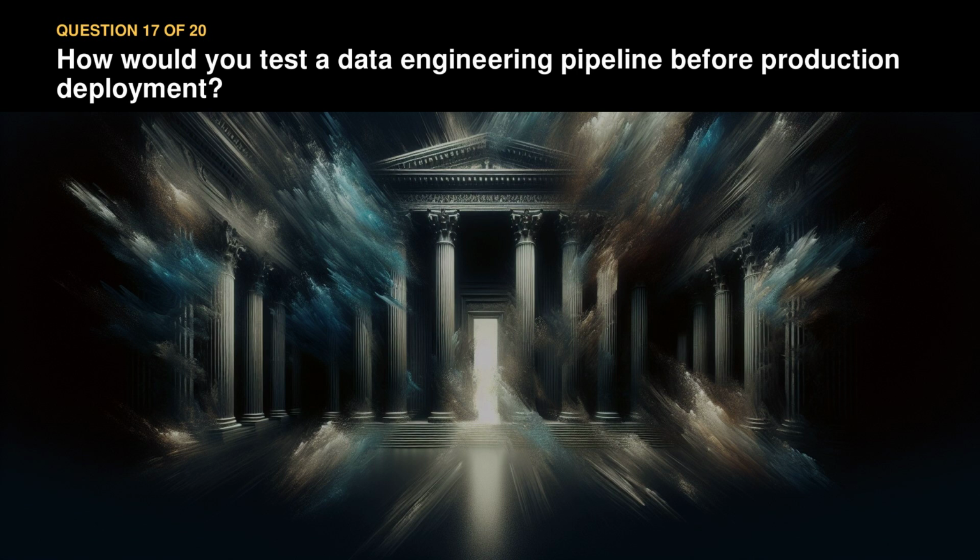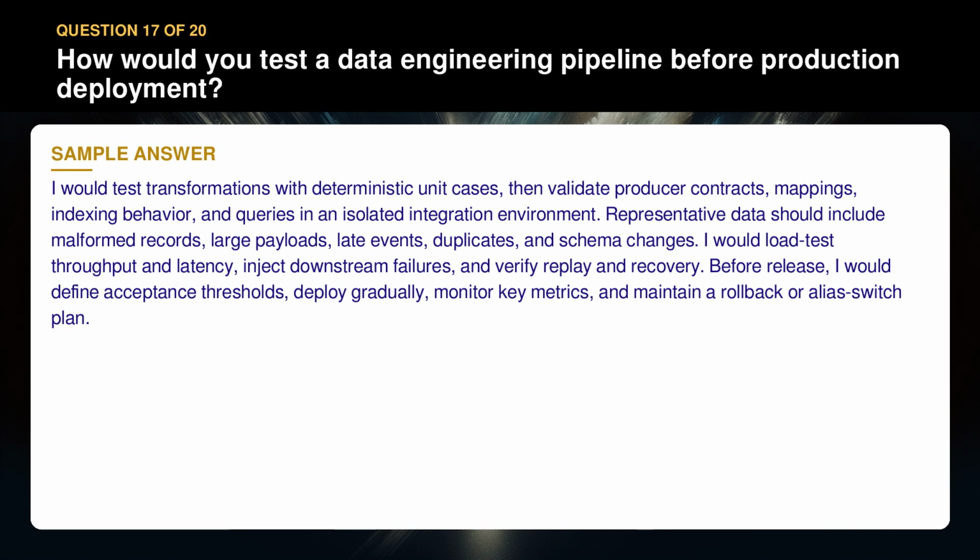Question 17. How would you test a data engineering pipeline before production deployment? I would test transformations with deterministic unit cases, then validate producer contracts, mappings, indexing behavior, and queries in an isolated integration environment. Representative data should include malformed records, large payloads, late events, duplicates, and schema changes. I would load test throughput and latency, inject downstream failures, and verify replay and recovery. Before release, I would define acceptance thresholds, deploy gradually, monitor key metrics, and maintain a rollback or alias switch plan.